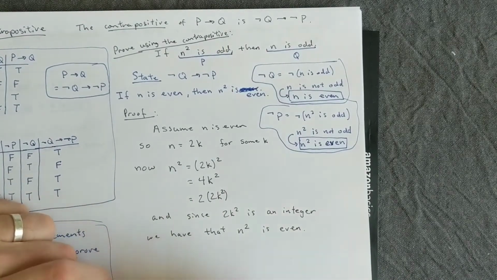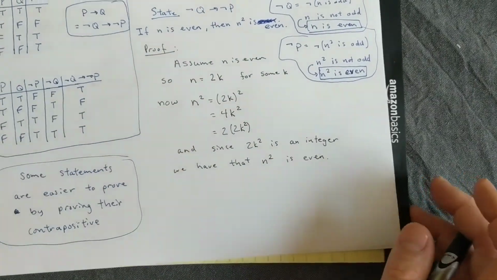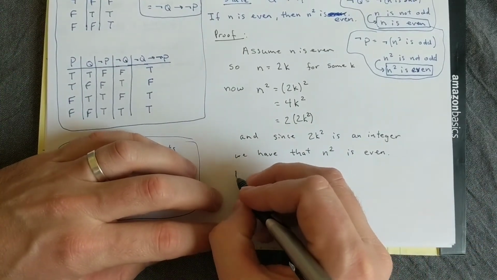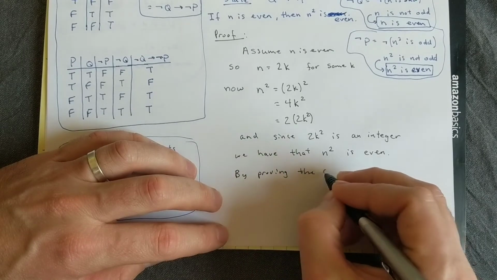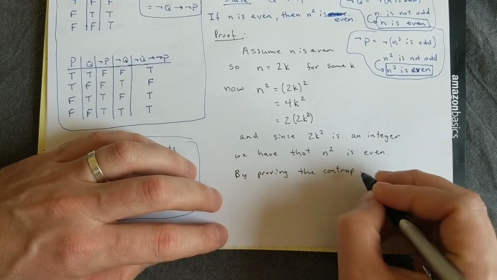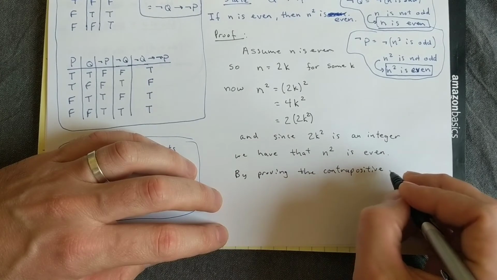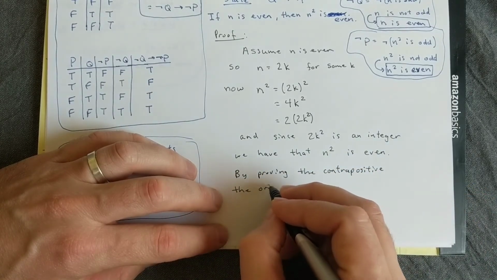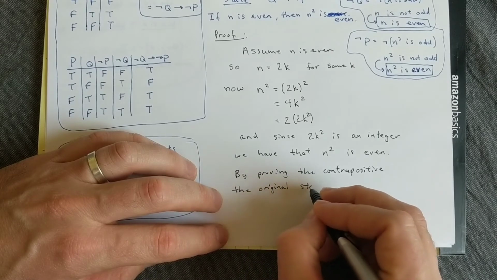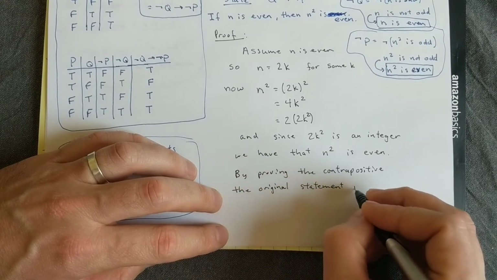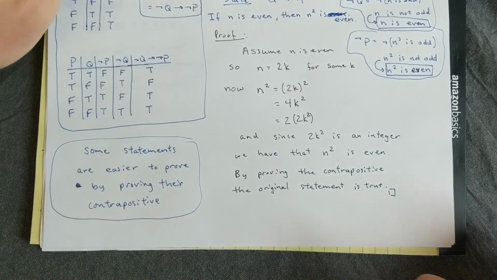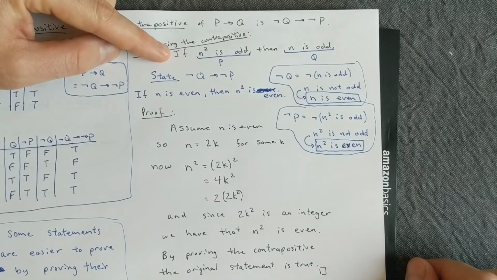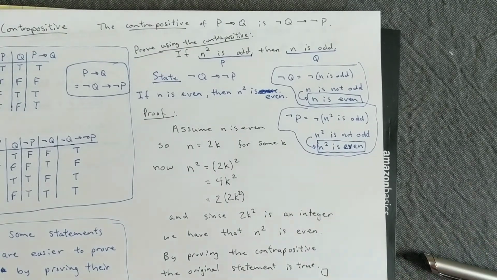And maybe we should say something in the end, like by proving the contrapositive, the original statement is true. Which is to say that the statement, if n squared is odd, then n is odd, is true. So if you know that the square of a number is odd, you know the original number had to be odd as well.